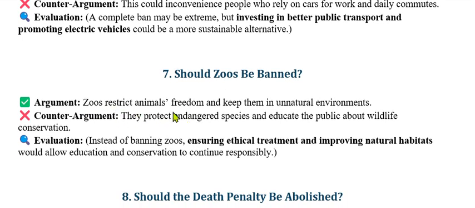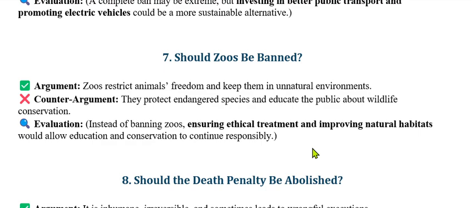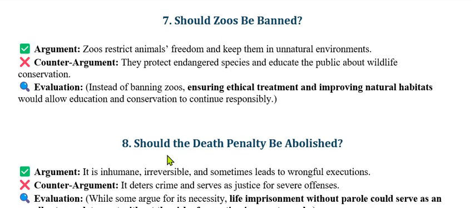The argument is zoos restrict animals' freedom and keep them in an unnatural environment. The counter argument is they protect endangered species and educate the public about wildlife conservation. The evaluation done for this is, instead of banning zoos, ensuring ethical treatment and improving natural habitat would allow education and conservation to continue responsibly.